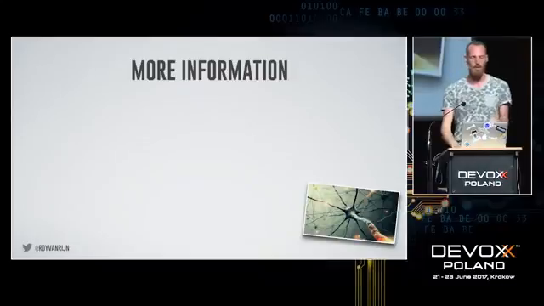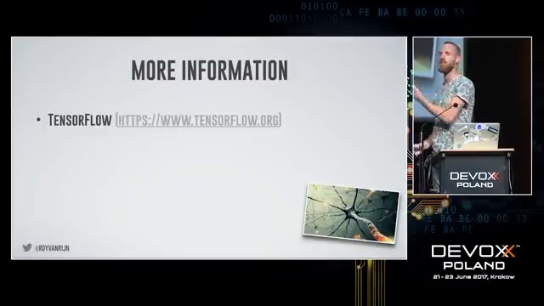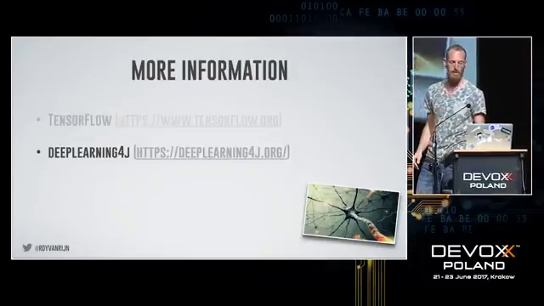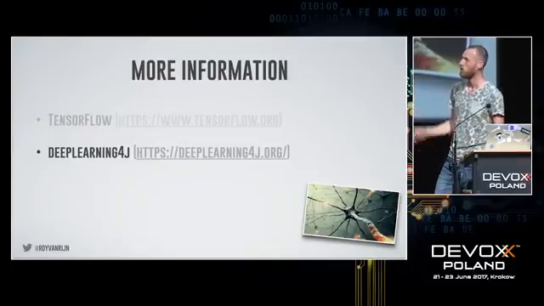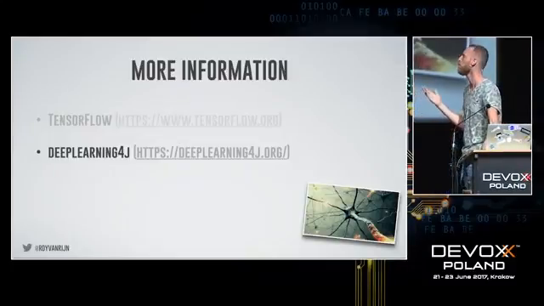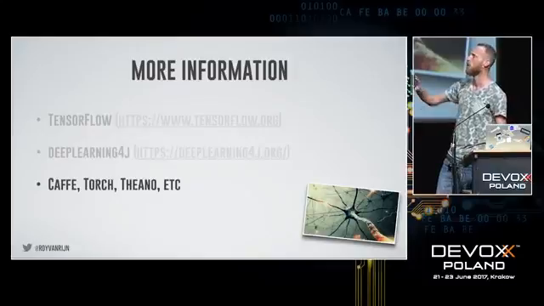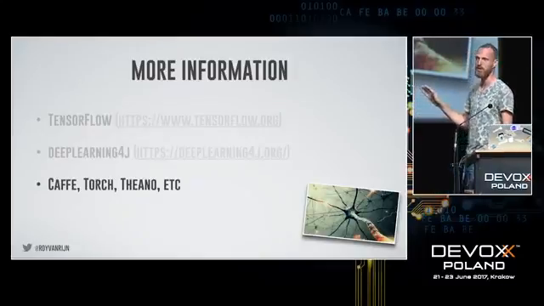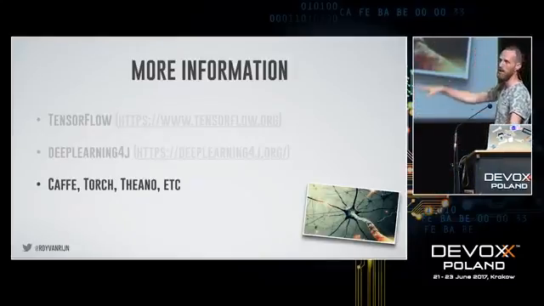If you want to learn more about neural networks, check out TensorFlow, which is made by Google, by the way. Or if you want to use Java, check out Deeplearning4j. And there are a whole lot of neural network libraries and frameworks you can use. For example, Caffe, Torch, Theano.